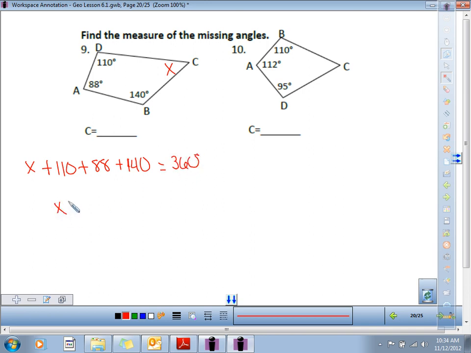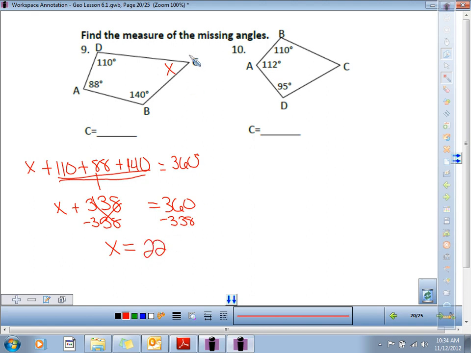Now, most of you know what we're going to do. We're going to take those three angles, add them up, and I get 338. This is your algebra. You're combining like terms on that left side. So x plus 338. Now, that's what that sum is. Those three added together is that. So 360. All right, I'm going to go ahead and take this and subtract it over. Boom. So x is 360 minus 338, which is 22. Okay. So this missing angle up here is 22 degrees.